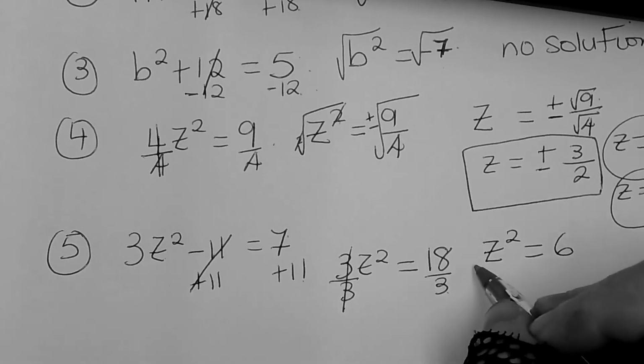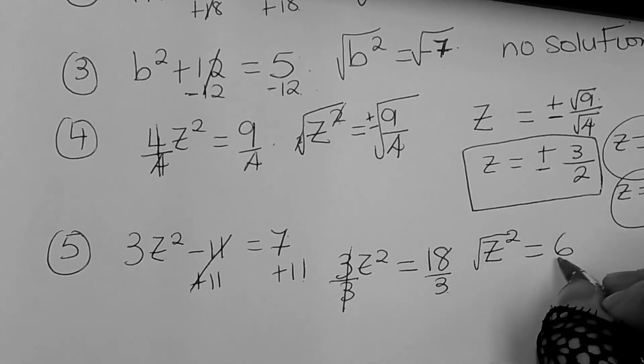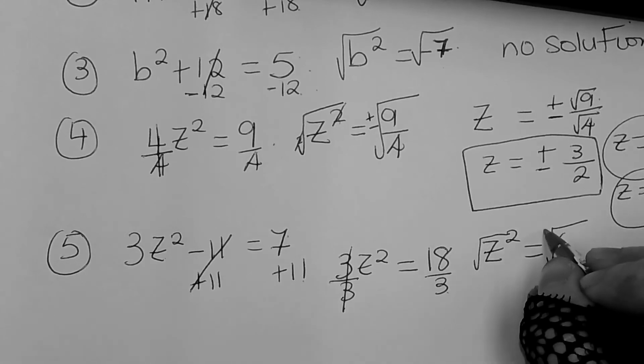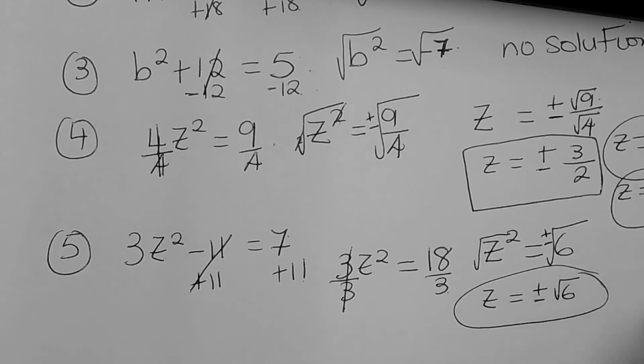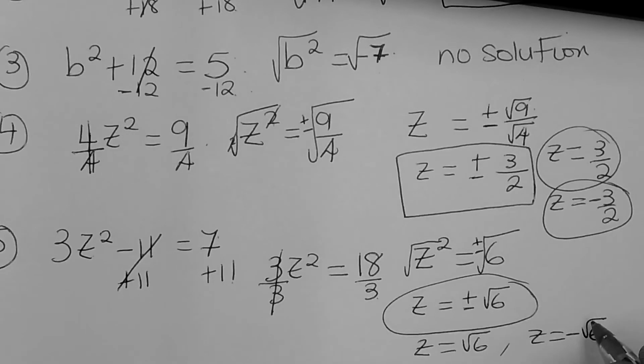So I'm going to take the square root of z squared and the square root of 6, and remember, always add that plus or minus. If you don't, you will not get the 2 solutions. So then it becomes z equals plus or minus the square root of 6, which is fine, or you can write it z equals the square root of 6 and z equals negative square root of 6. And that is perfectly fine.